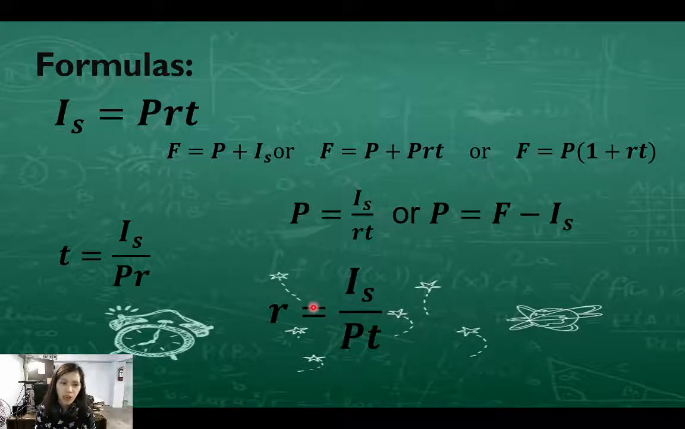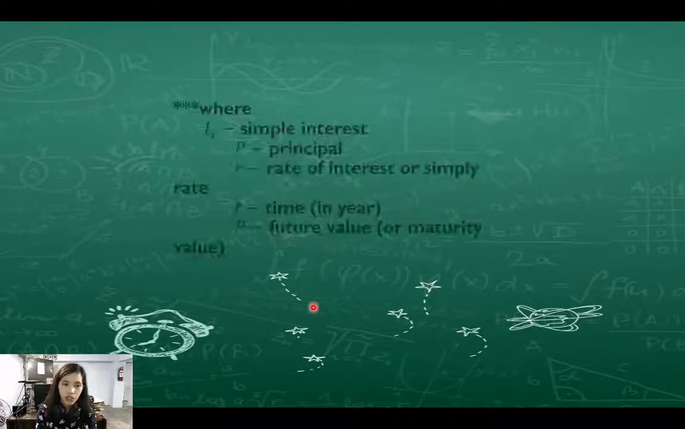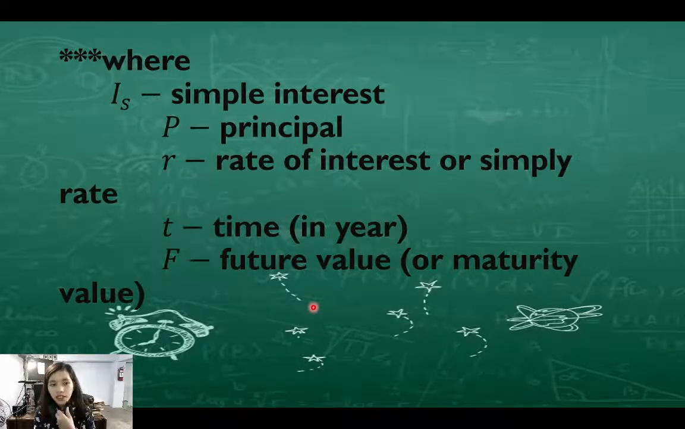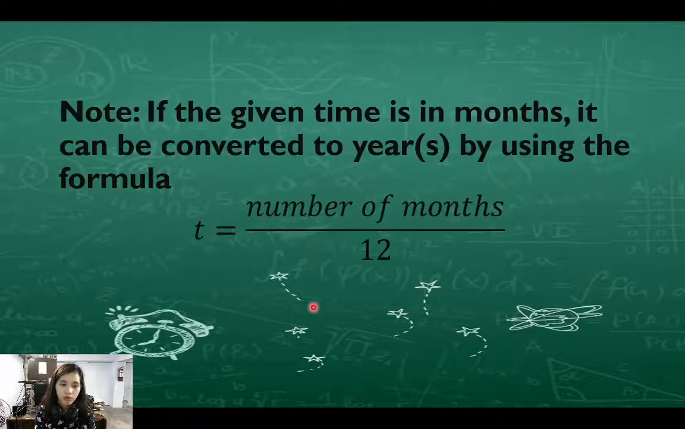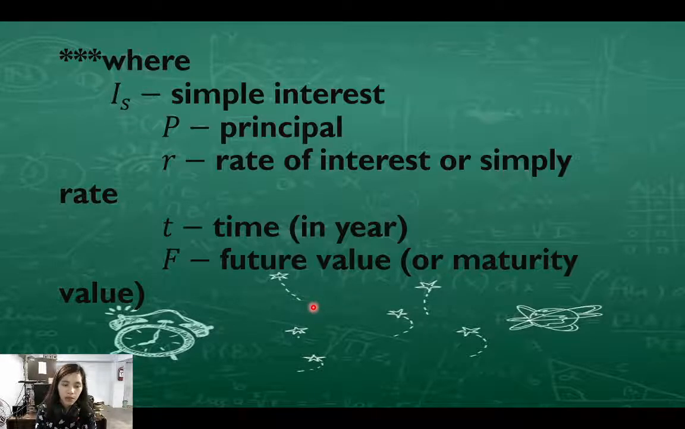Now, what are I sub S, P, R, T, F? Here is their meaning. I sub S is the simple interest itself. P is the principal. R is the rate of interest, or simply rate. T is time. The T should be in years. F is for future value or maturity value. So, the time should be per year or in years.